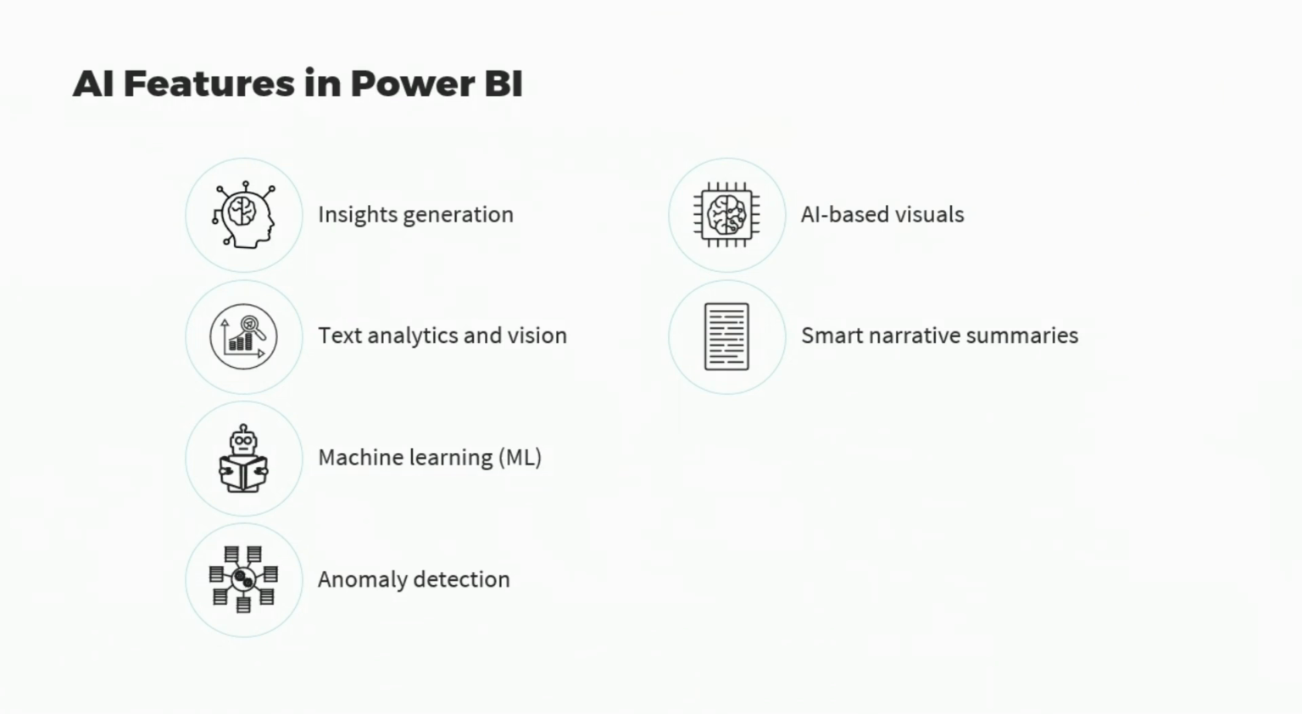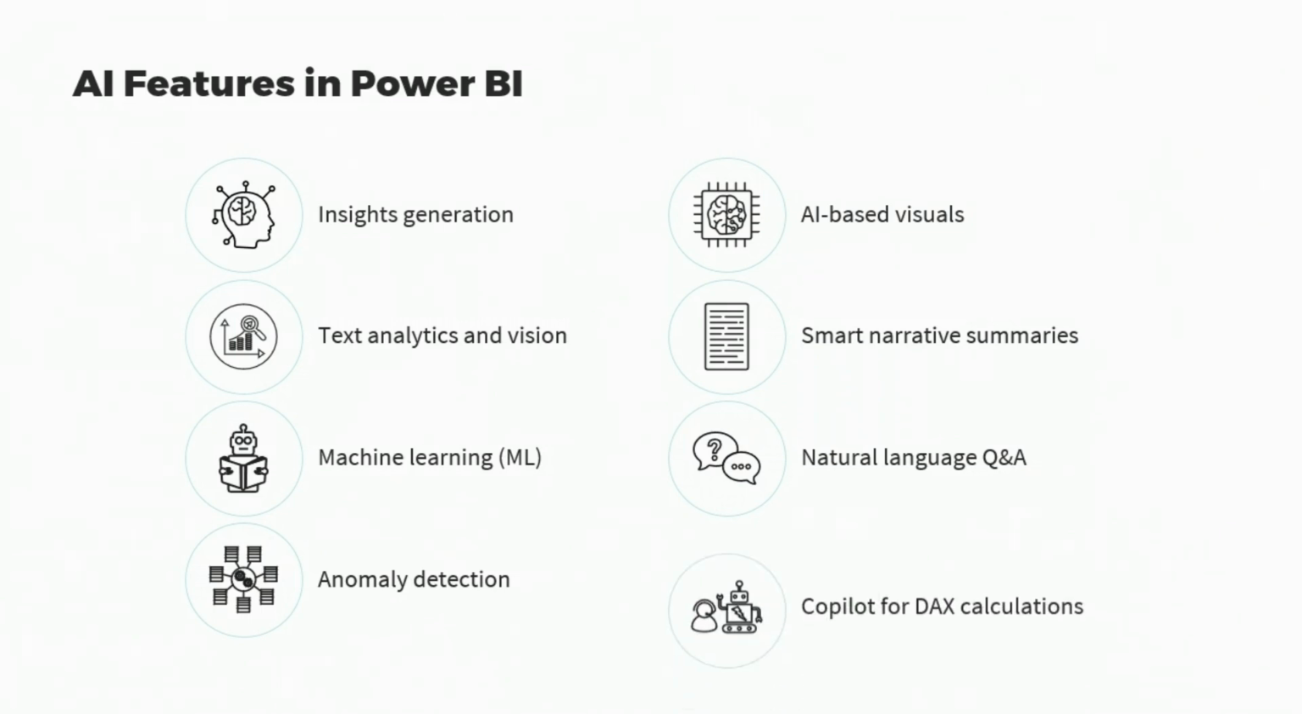We'll then explore the Q&A feature in Power BI that allows users to explore their data using natural language queries. Q&A is interactive and fun, and it makes analyzing data very simple and intuitive. And finally, the last AI powered feature that we'll explore will be Copilot for DAX calculations. This allows us to create DAX formulas for measures that we can then include as a part of our table.